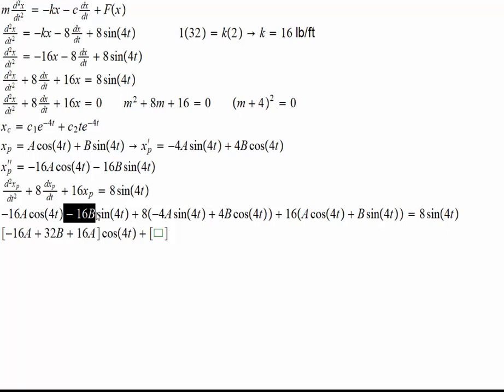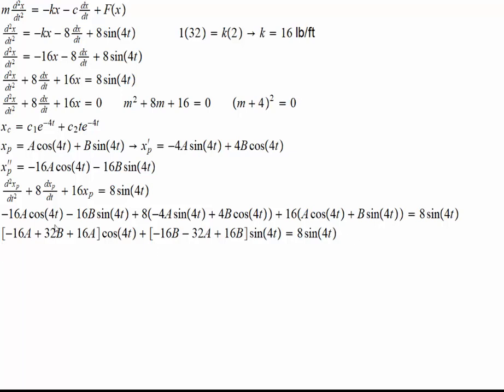Okay, then what do we get for the coefficient of sine? We get negative 16b from here, right? Then we get negative 32a from right here. And then what do we get here? Plus 16b. And that's sine 4t, right? And here on the right hand side, what we got then is 8 sine 4t, right? One moment, I see a typo here. Okay, so that's what we got.